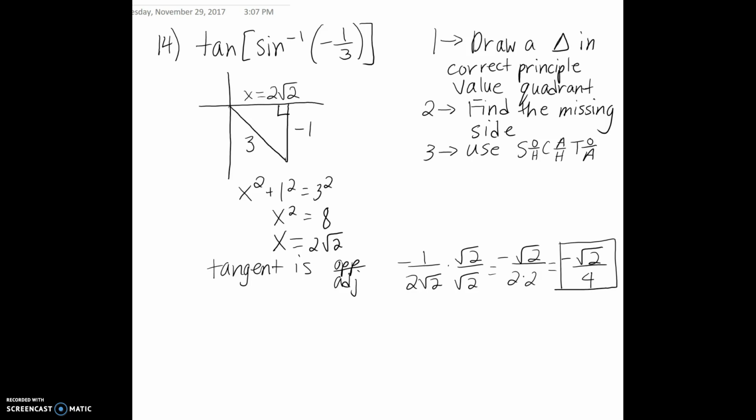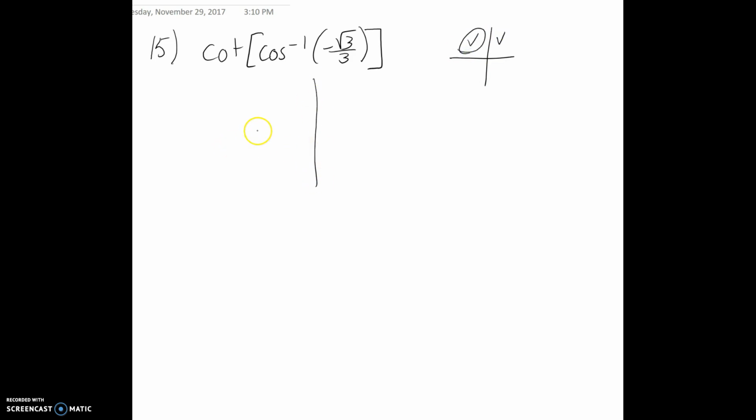All right, and we have one more, just to try one more of that type. Sorry about that. So 15 is cotangent of cosine inverse of negative √3/3. So again, we're going to draw a triangle in the correct quadrant. We're looking at cosine. Cosine negative is going to be in quadrant 2. So that's where we're going to draw the triangle.